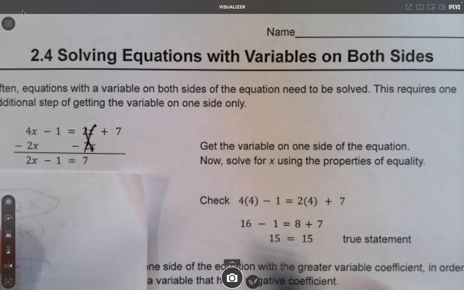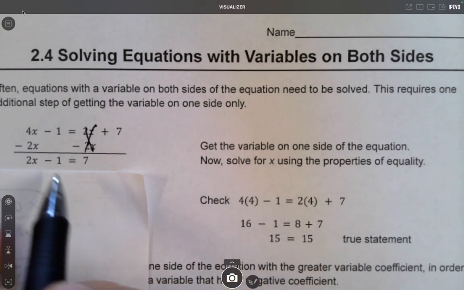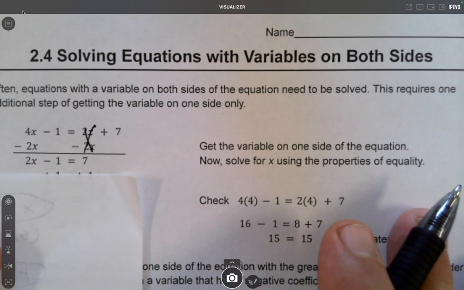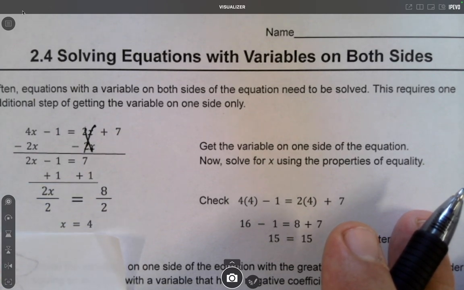So now that we've gotten the variables together to be on one side, it's just like the multi-step equation we did before. We'd add 1 to both sides, it gives us 2x equals 8, and then we divide both sides by 2, and that would give us x equals 4.